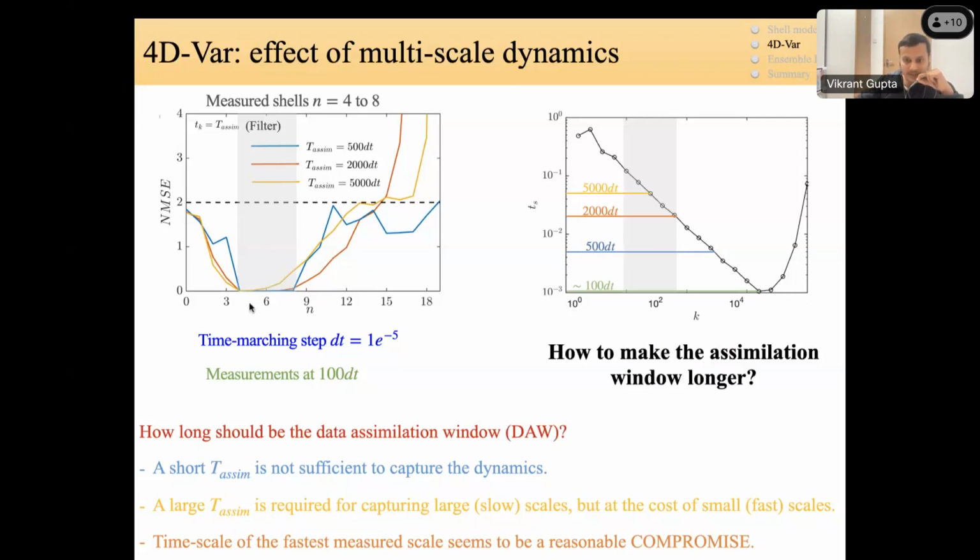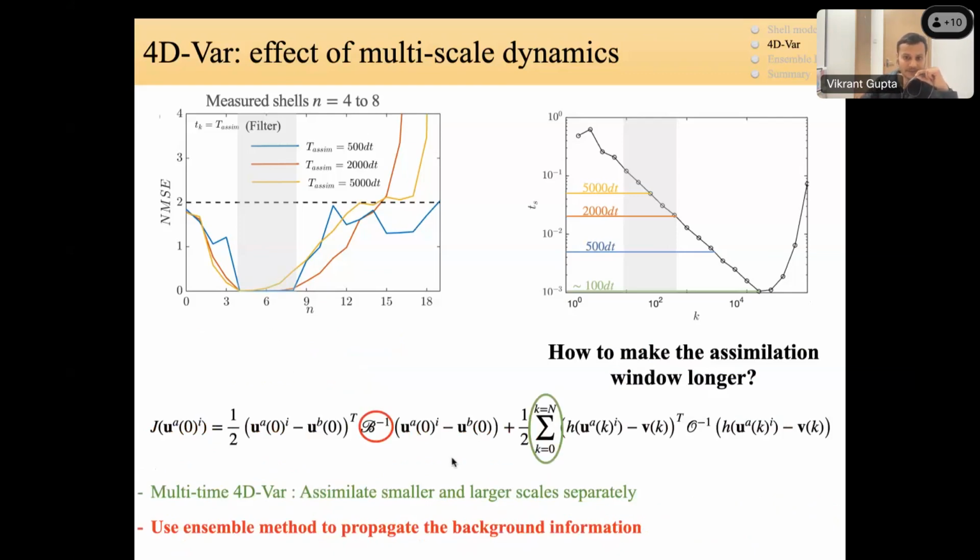Now the question is, how do we make the assimilation window longer so that we can estimate the large scales without compromising the accuracy on the faster scales? So there are two options. One is to use multi-time 4D VAR. Here we have to play around with this second term, where we use observations on different time scales to estimate shells at different time scales, or turbulent fluctuations at different time scales.